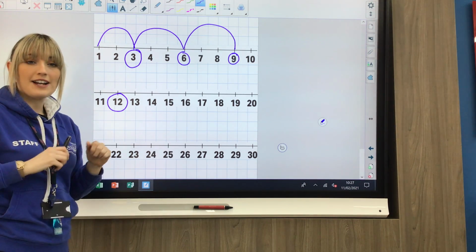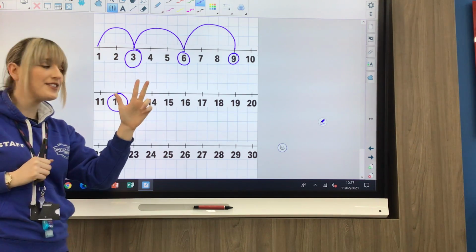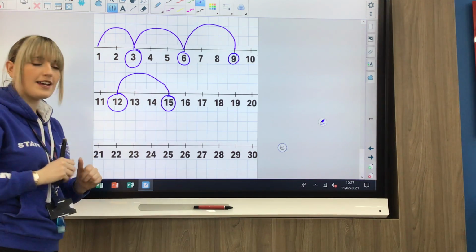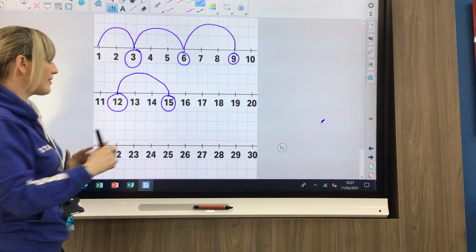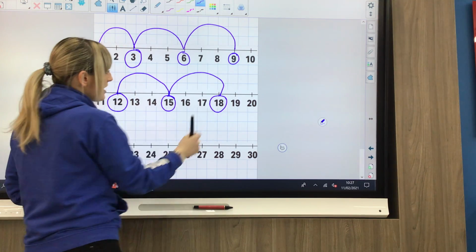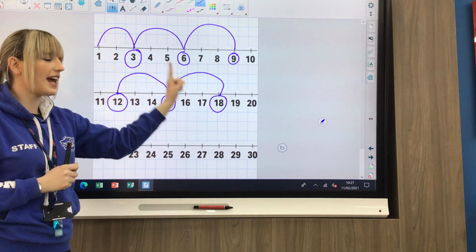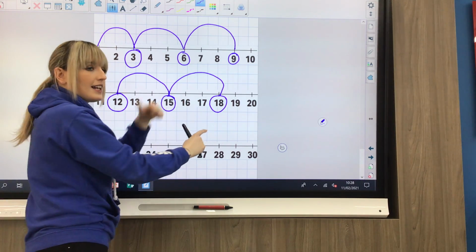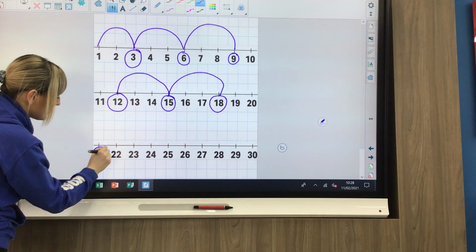Okay, I'm going to add another 3 on, so another jump of 3, 12, 13, 14, 15. So I'm going to jump to 15 to do my next jump of 3. 15, count with me, 16, 17, 18. So I'll land on 18 for my next jump, another jump of 3. Okay, so 3, 6, 9, 12, 15, 18. Well done if you know it's 21. So 18, 19, 20, 21. So I've done another jump of 3 to get to 21.